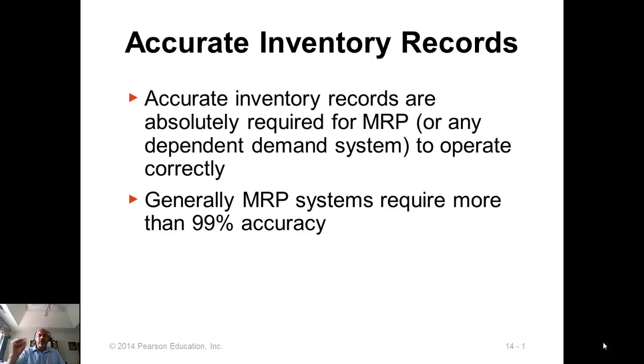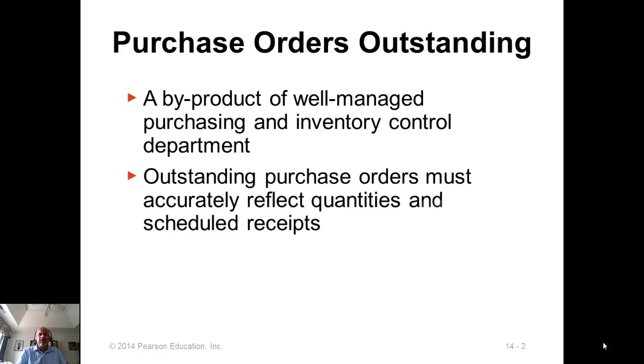So accurate inventory records are absolutely required for MRP or any dependent demand items to operate correctly, and any mistakes there. Generally MRP systems require more than 99% accuracy, because even if there are small discrepancies, the computations are such that a lot of snowballing effects will occur, and you'll end up with plans that are not accurate, that are not useful.